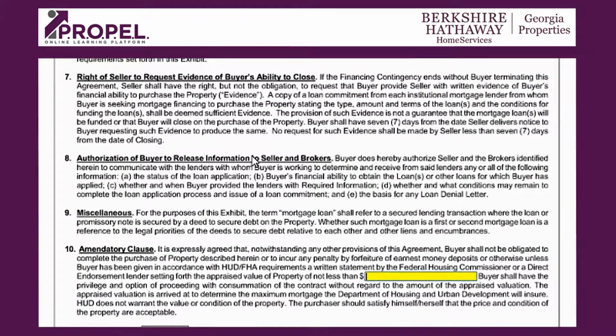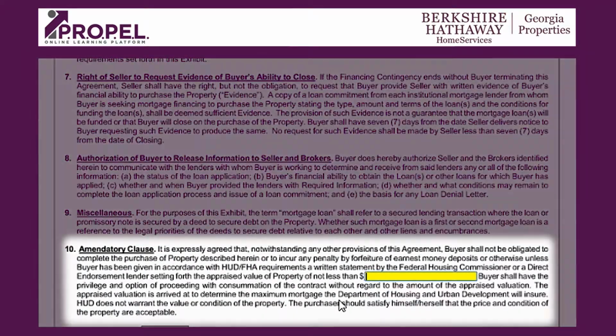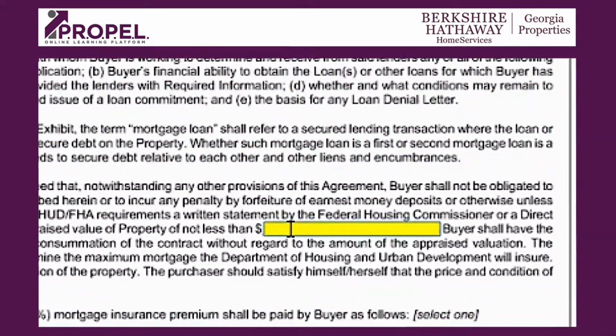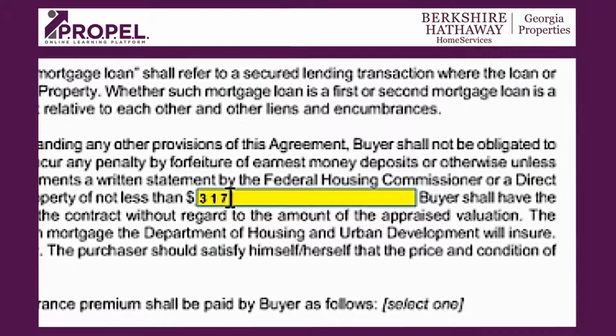So as we go down the sheet, you're going to find the amendatory clause. This tells us that the FHA has to appraise for a certain value. So if your offer is $317,000, then the house has to appraise for $317,000. So you would put the same number in here as you do in the purchase and sales agreement. So the amendatory clause is similar to the appraisal contingency in the appraisal contingency exhibit. But this is the amount that the home has to appraise for.